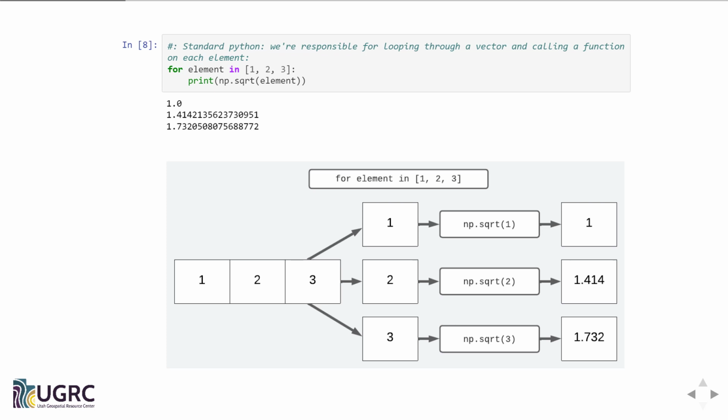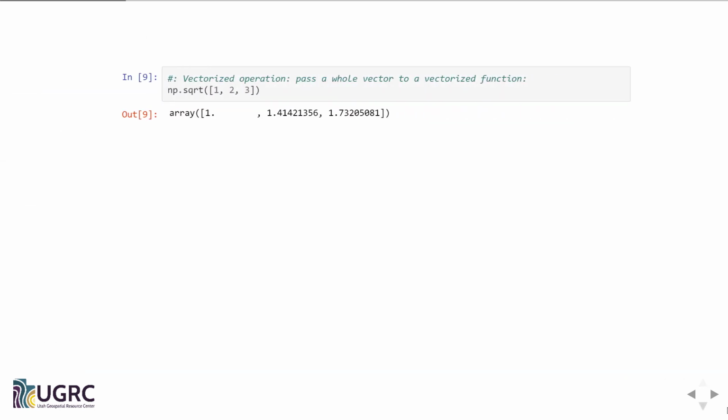Those are very expensive operations when it comes to code. So if you're doing a short list, that may not matter. If you're iterating over, I don't know, 1 million columns or 1 million points of data, that's going to take a long time, relatively speaking. So a vectorized operation takes that whole collection of data, that whole vector, and passes that to the function. So the numpy square root function will take the square root of every element in that list you passed. So 1, 1.4, 1.7.